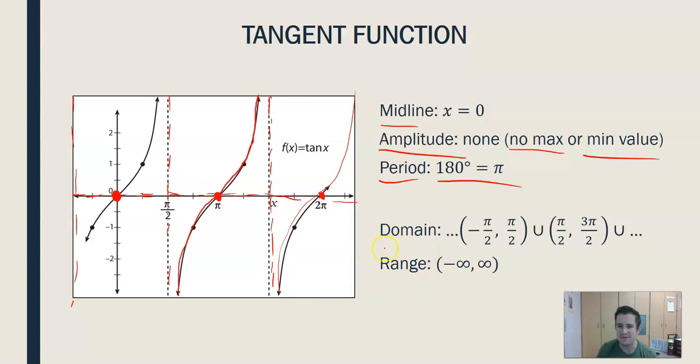The domain of a tangent function is kind of unique because the domain is everything except for pi halves, 3 pi halves, 5 pi halves, 7 pi halves, 9 pi halves, negative pi halves, negative 3 pi halves, negative 5 pi halves, negative 7 pi halves. The domain is all real numbers except for each of these asymptotes. And then the range, so everything going up and down, is from negative infinity to positive infinity, because we mentioned that a tangent function doesn't have a minimum, doesn't have a maximum, it just keeps going forever and ever.